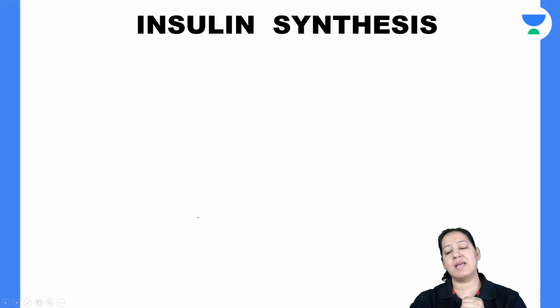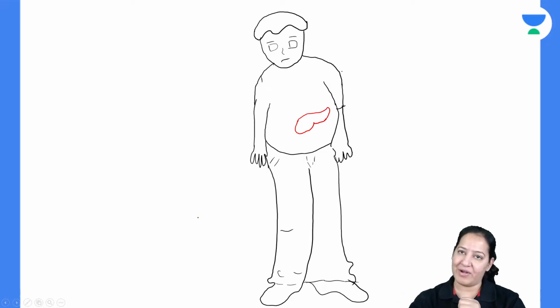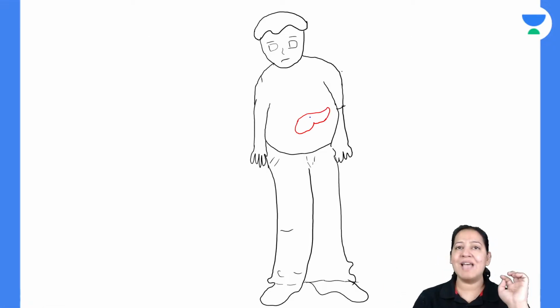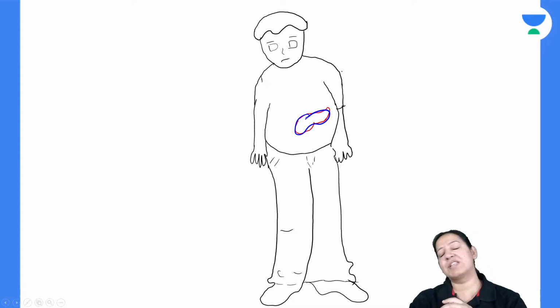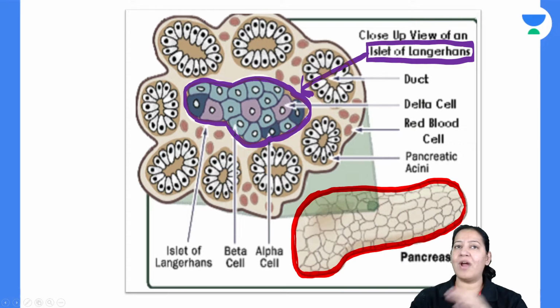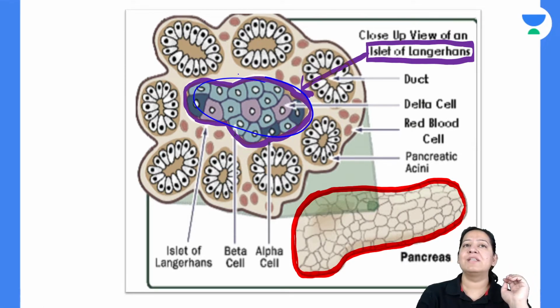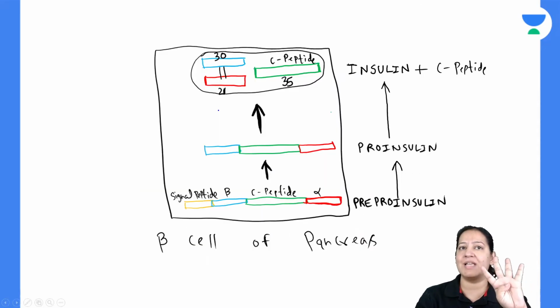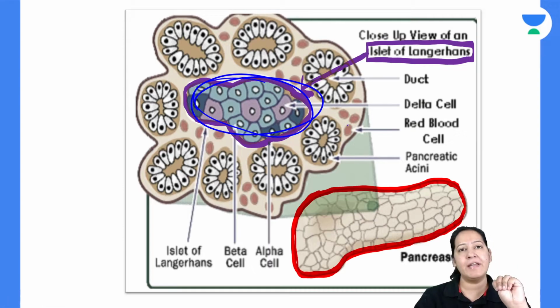How is insulin synthesized? Of course, it is synthesized inside the pancreas. We have already seen it. So inside the pancreas, is it synthesized in the exocrine part or the endocrine part? It is synthesized in the endocrine part. The endocrine part is the islet of Langerhans. In the islet of Langerhans, we have four cells: alpha, beta, delta, and pancreatic polypeptide cells. So it is synthesized in the beta cell.